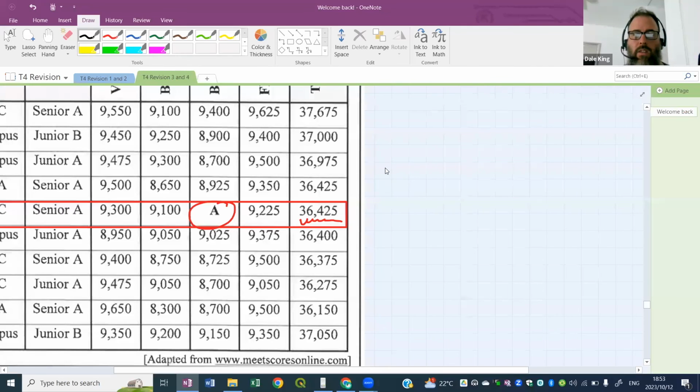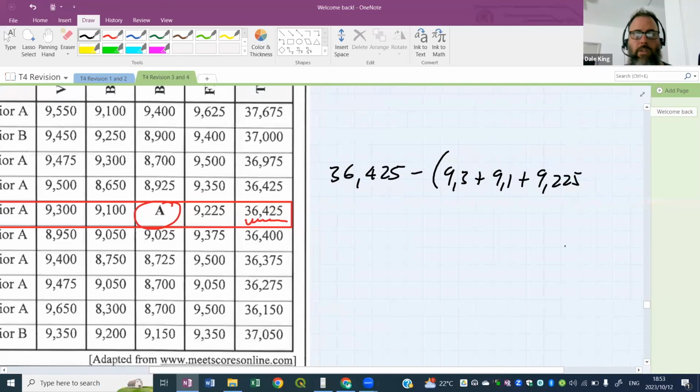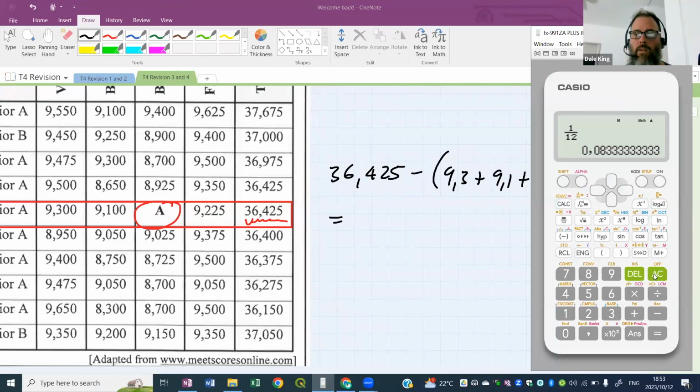All right. So 36,425 minus all these numbers, 9,3. I'm not going to write the zeros. 9,1 plus 9,225. We need to minus those three numbers there. All right, let's do it in the calculator.